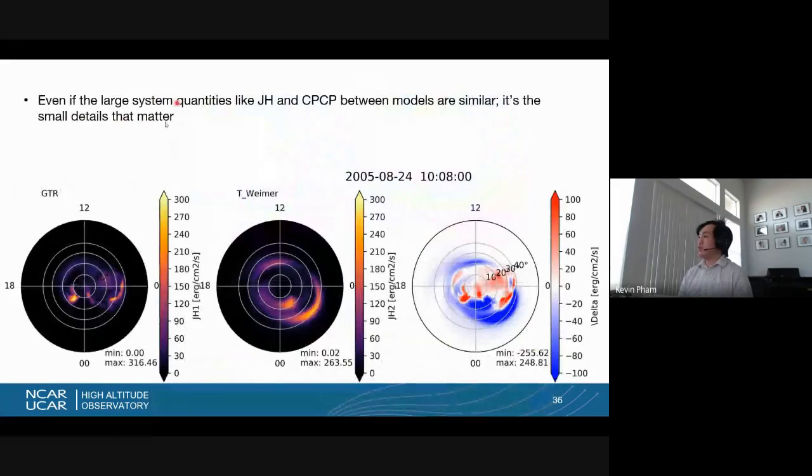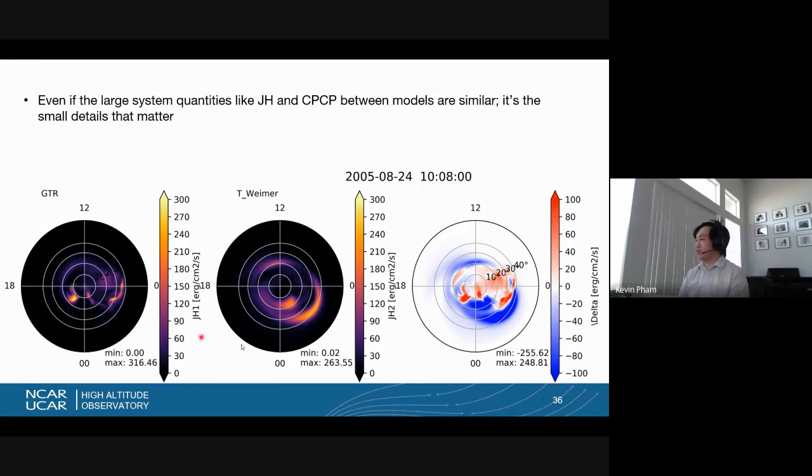So even if large system quantities like Joule heating and the cross-polar cap potential are similar between models, because if you take a look at an empirical specification, empirical specifications do pretty well in terms of capturing large system quantities like polar cap potential. It does a pretty good job of giving you the polar cap potential at this moment in time. However, the distribution is very different from what our model is producing.